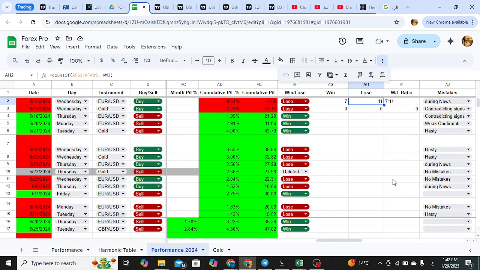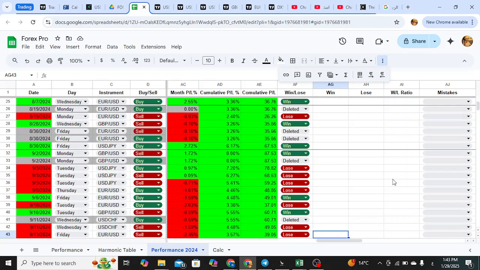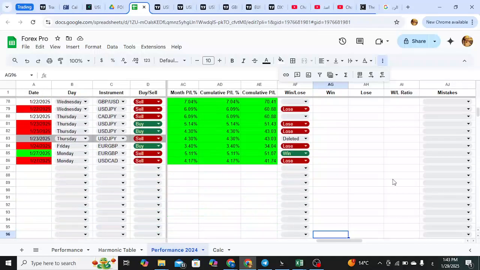So as of today, I lost 11 trades, I won 7, but until now this month I have a 4.17% winning. On the 1,000 starting capital, I have $41, although I lost more trades than I won because of the risk management tools that I'm using.